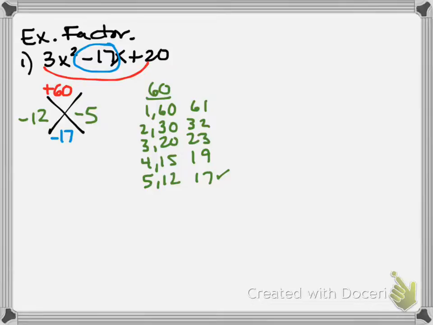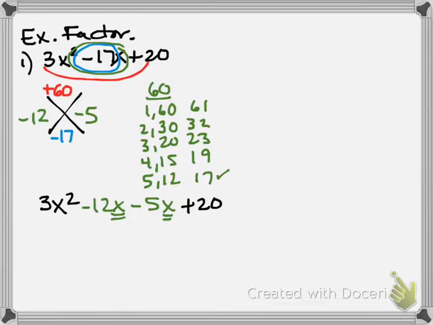So now what we're going to do is create that polynomial. So it's 3x squared, and then we have minus 12x minus 5x. The reason why I have x is because these two have to add up to equal 17x. And then I have plus 20.